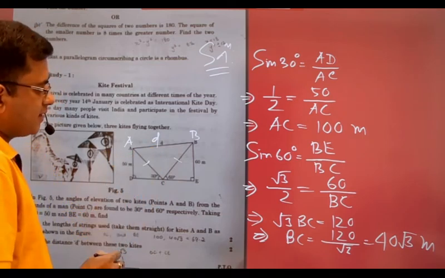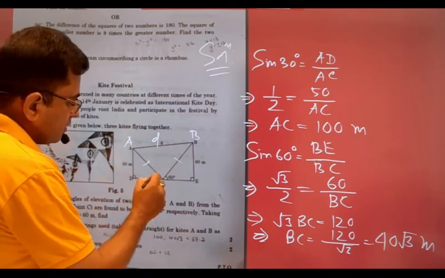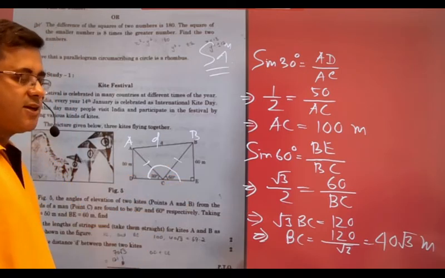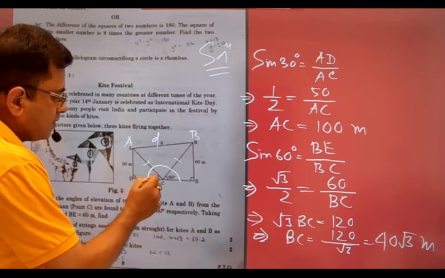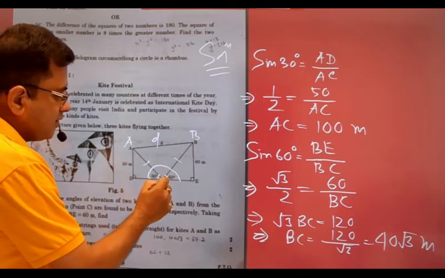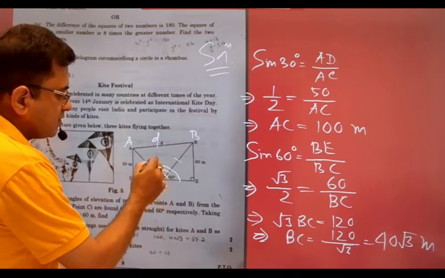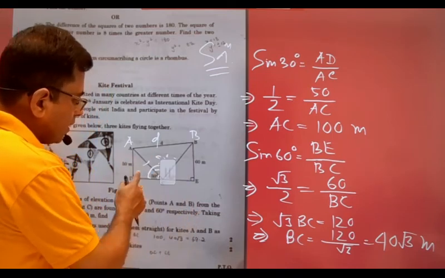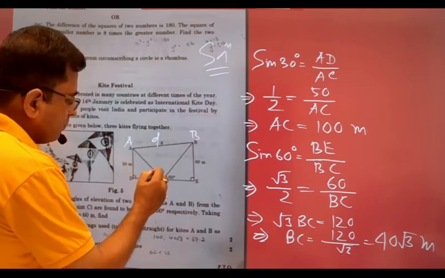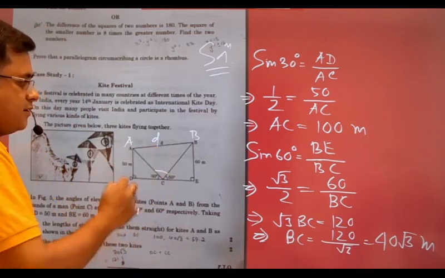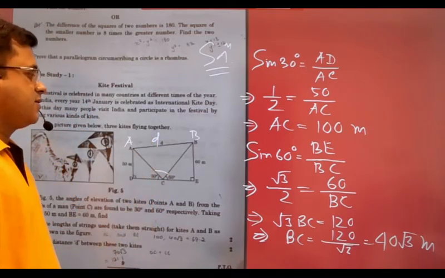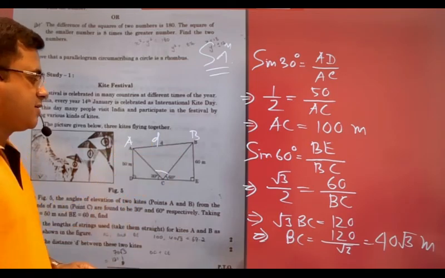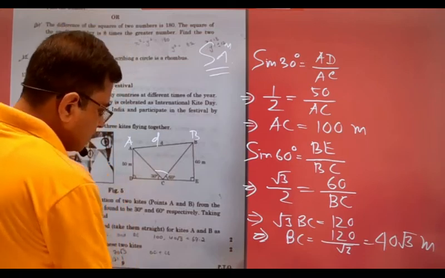Why is it a right angle triangle? Because this angle is 180 degrees, a straight angle, and the other angles are 30 degrees and 60 degrees. So this angle must be 90 degrees. So you have to apply the Pythagoras theorem in this triangle to find the distance D between these two kites. So let us do this.